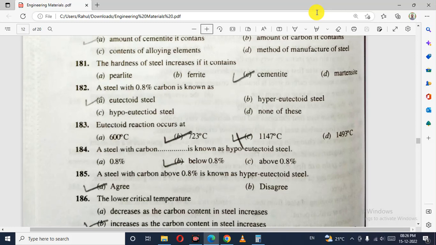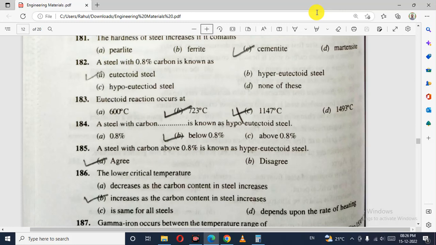The lower critical temperature increases as the carbon content in a steel increases.